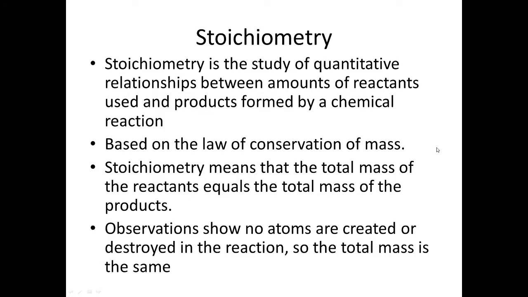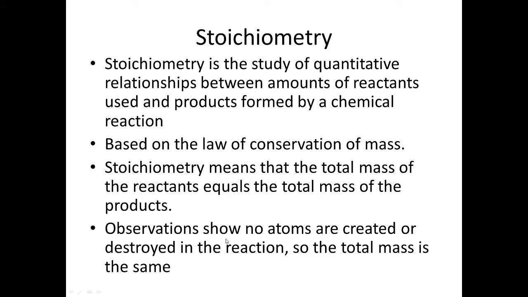Stoichiometry, what is it? Well, it's a study of quantitative relationships between amounts of reactants used and products formed by a chemical reaction. Big word there, quantitative. Kind of looks like the word quantity. Quantity is always a numerical amount. It's a count, it's a number of things. This comes about from the law of conservation of mass. Stoichiometry is kind of the study of saying that the total mass of the reactants equals the total mass of the products.